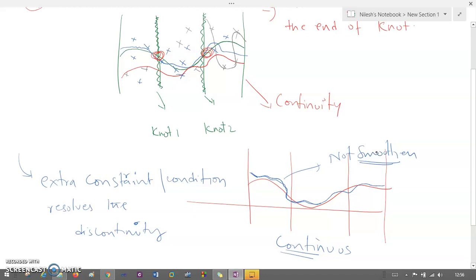And how can you resolve this, and how can you make these polynomials smoothened? By providing an extra condition, extra constraint. And what is the condition? You will take the first derivative of both the polynomials at the nodes. So if I take the first derivative of this polynomial and the first derivative of this polynomial, then the first derivative of this and this should be the same, and this is what I meant.